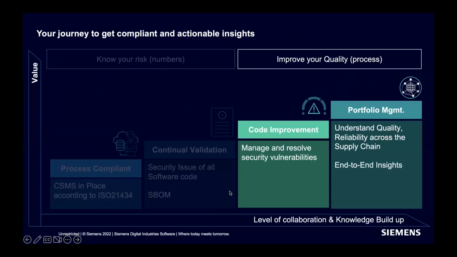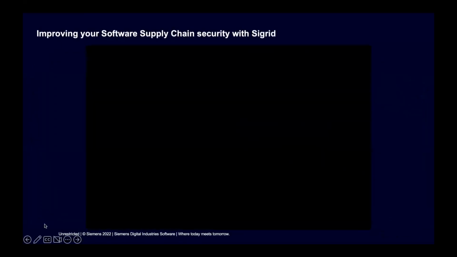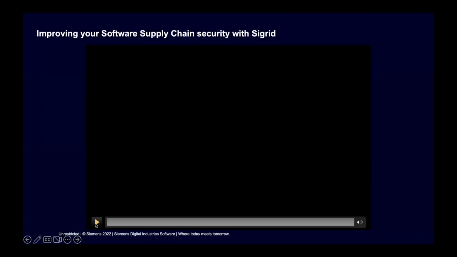So let's look at the first part of this, and that is actually the code improvement. So how does Sigrid detect vulnerabilities in your software supply chain, and how can you use our platform to actually resolve them? So let's start this movie.